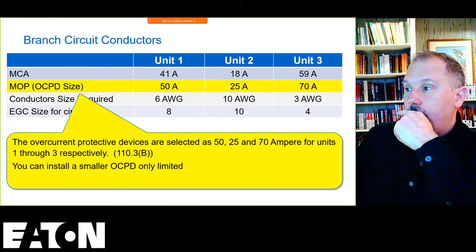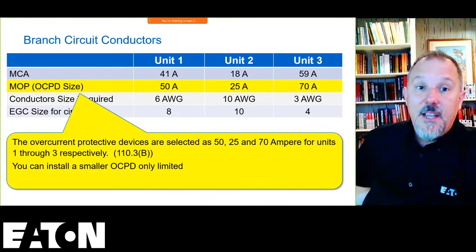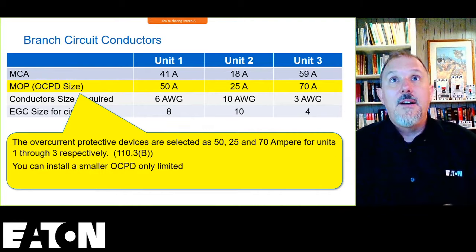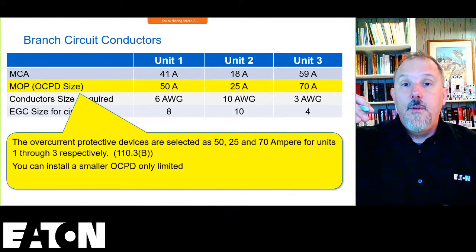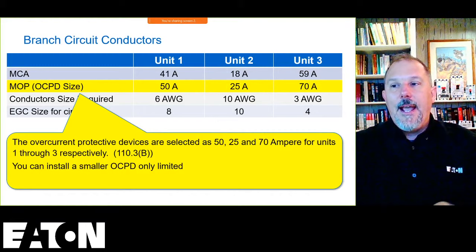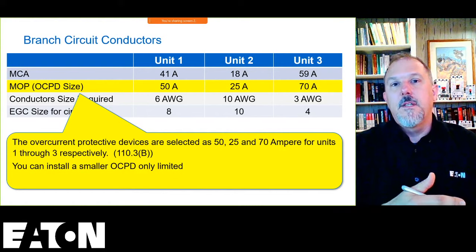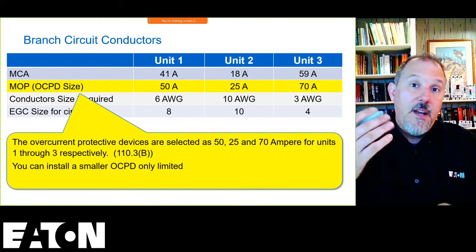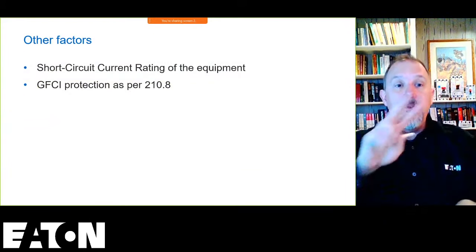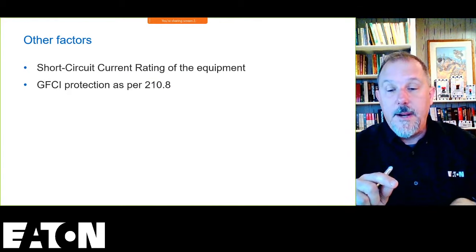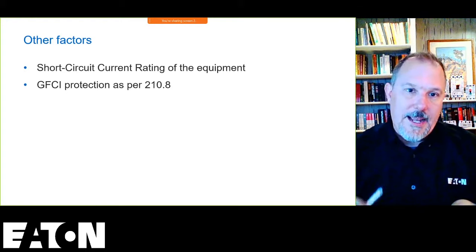All right. You can install a smaller overcurrent protective device than that 50, 25, and 70 if you wanted to. The limiting factor on how small you can go, you would have to make sure that your unit will start. Because as you lower the overcurrent protective device, you're moving the instantaneous trip to the left to lower current values, and you have motors in there and whatnot, so that could trip your overcurrent protective device. Now, there's two other factors you got to think about. The short circuit current rating of that equipment, and then if GFCI protection is required in 210.8.